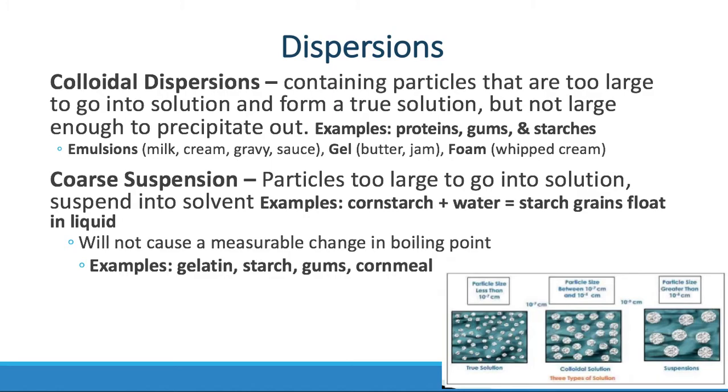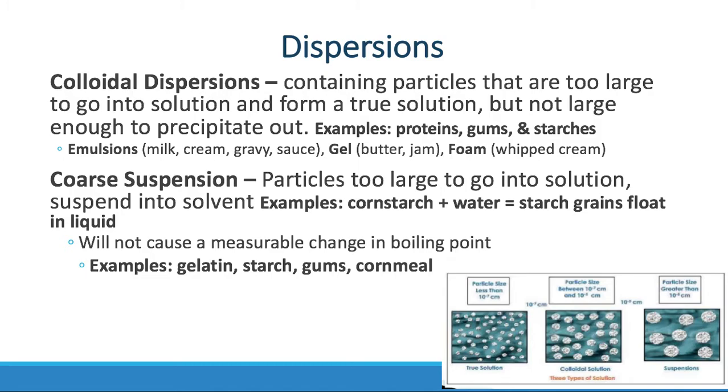So a true solution is one type of dispersion. Dispersion is a mixture that contains particles dispersed within a continuous phase. These particles can be solid, liquid, or gas, and they're dispersed within another solid, liquid, or gas. A true solution is a type of dispersion, typically where we have solids dispersed within that continuous phase of liquid, so salt or sugar within the water. We then have different types of dispersions that we have in our food supply.